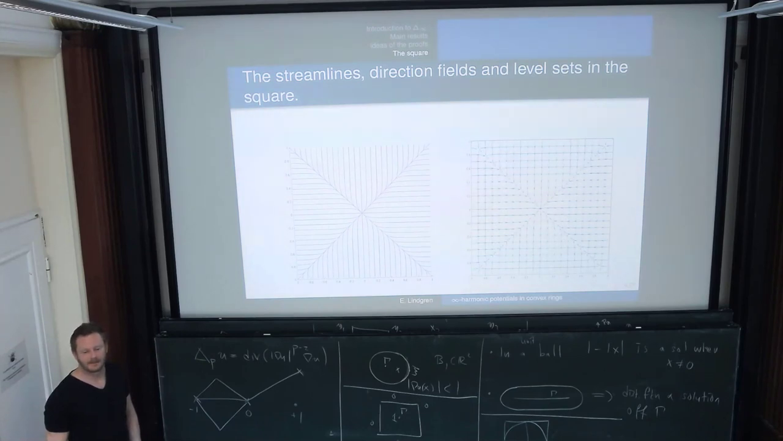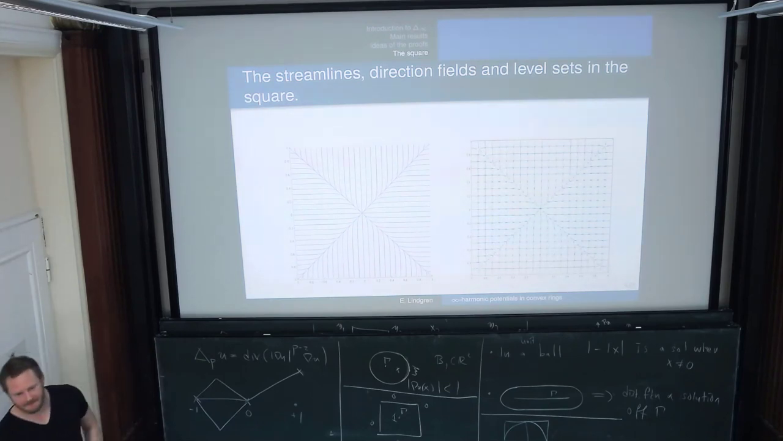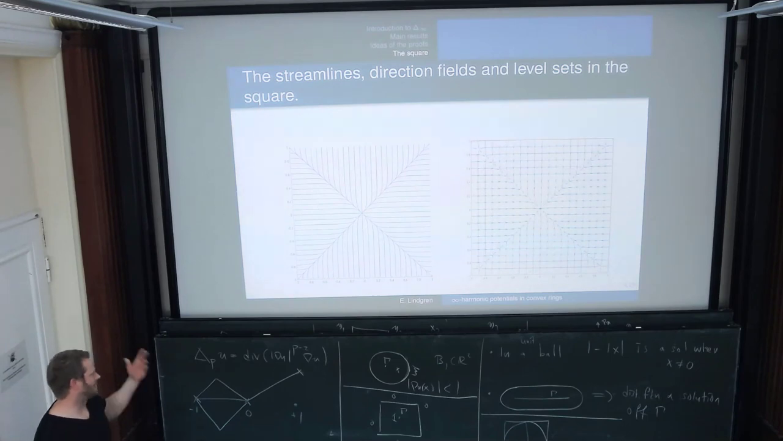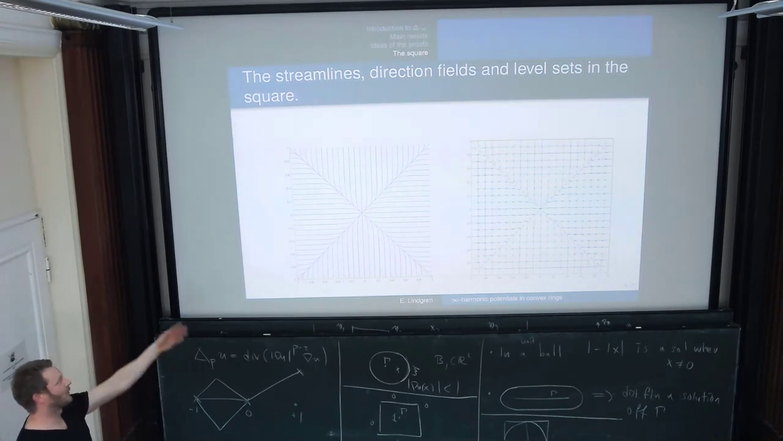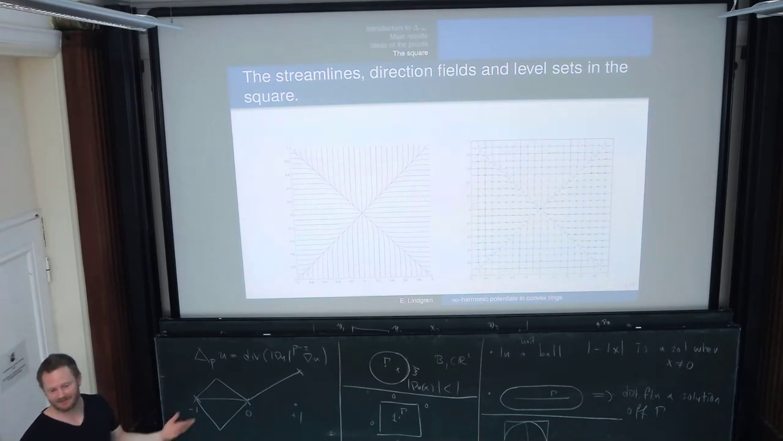Could I maybe just ask you, on the very last picture, on the left picture there, you have these straight lines going to the diagonal, and then they do some bending to go along the diagonal. Do you have any idea where the length scale of this bending comes from? What I know is what I listed on the last slide. So, just to show that even in the square, I don't know.